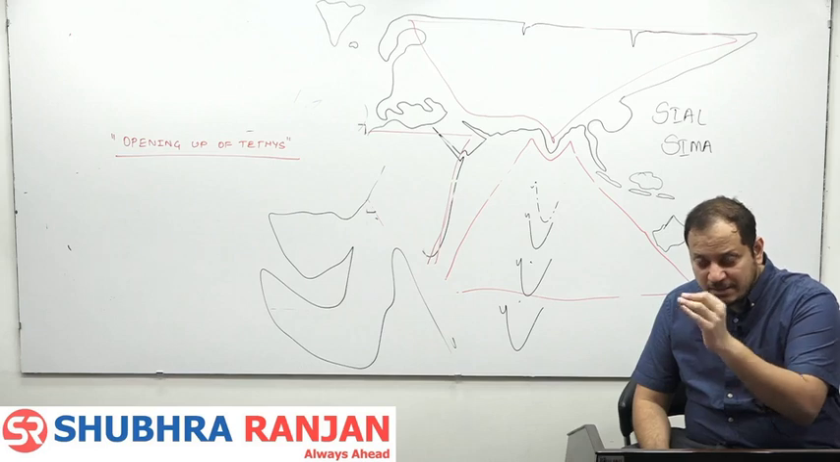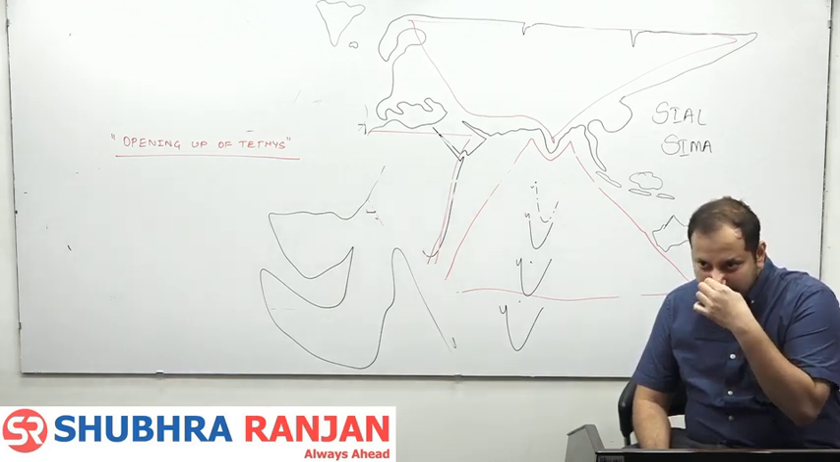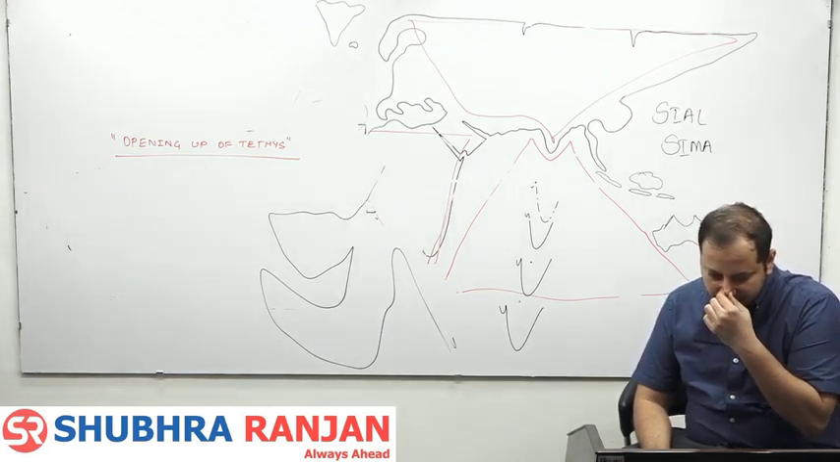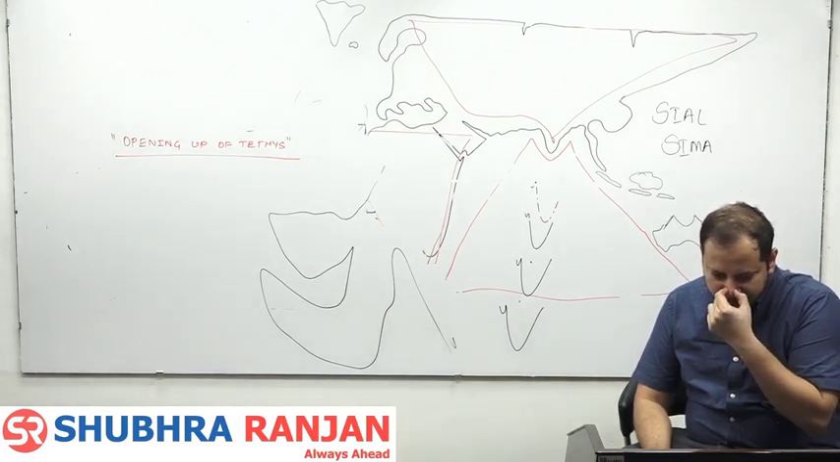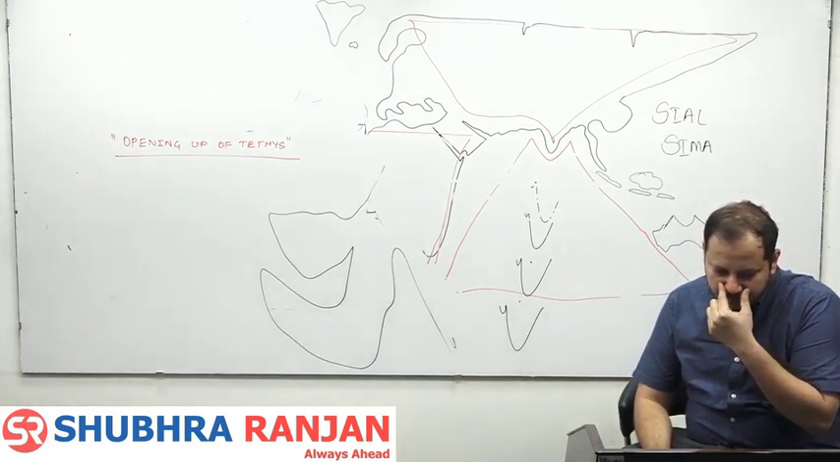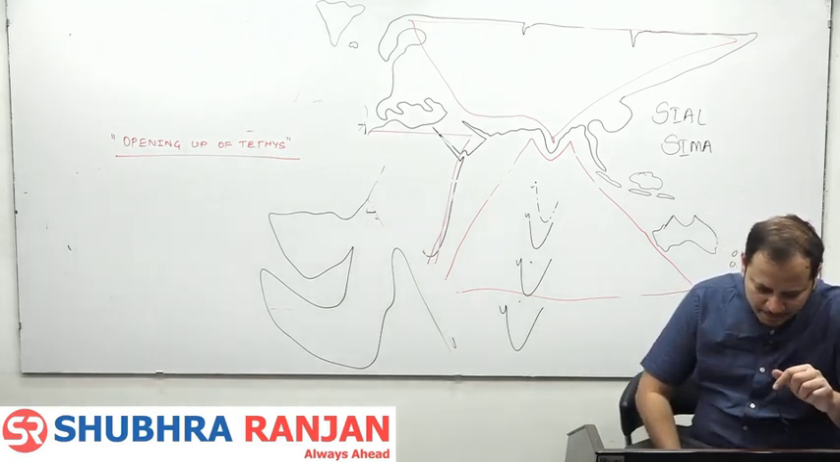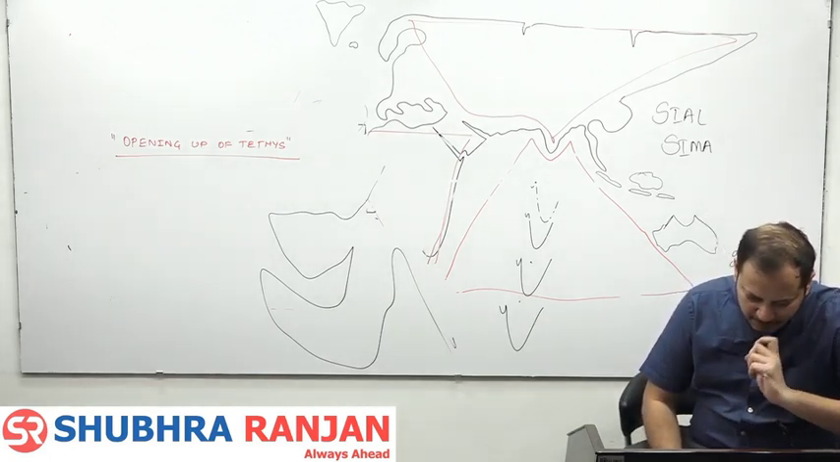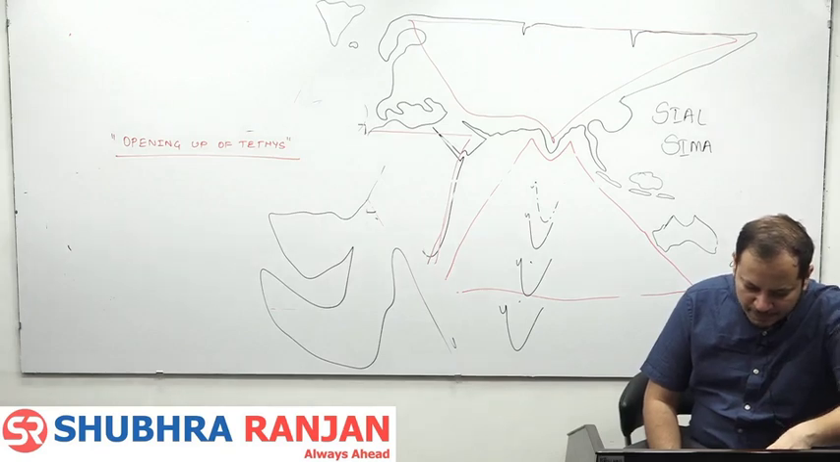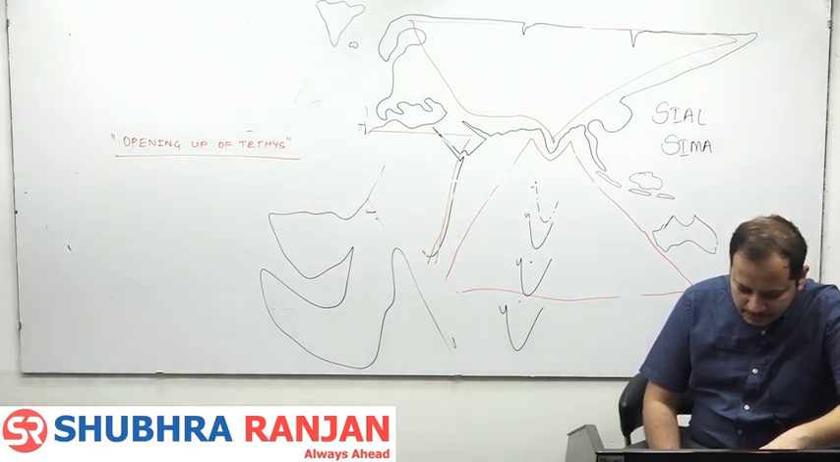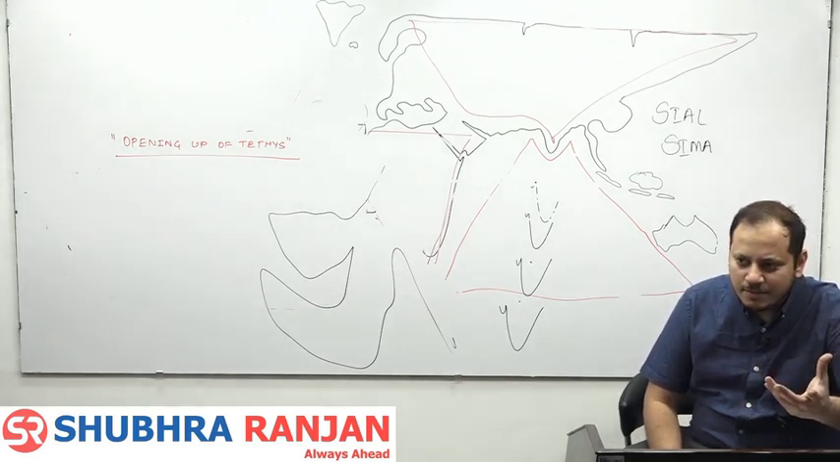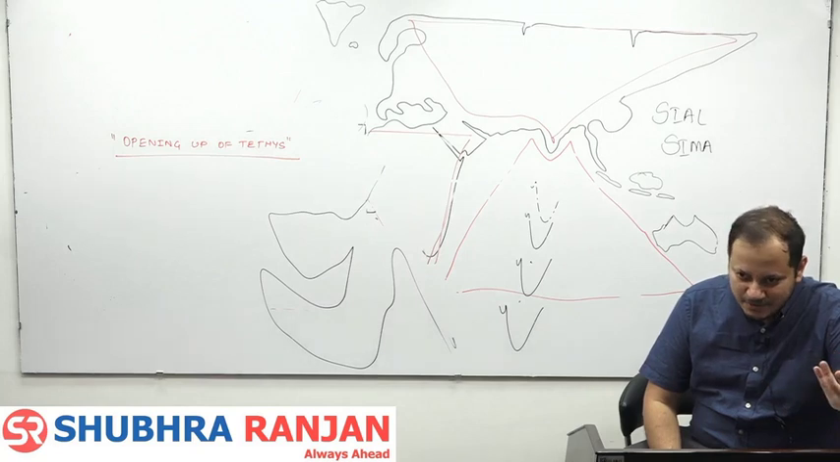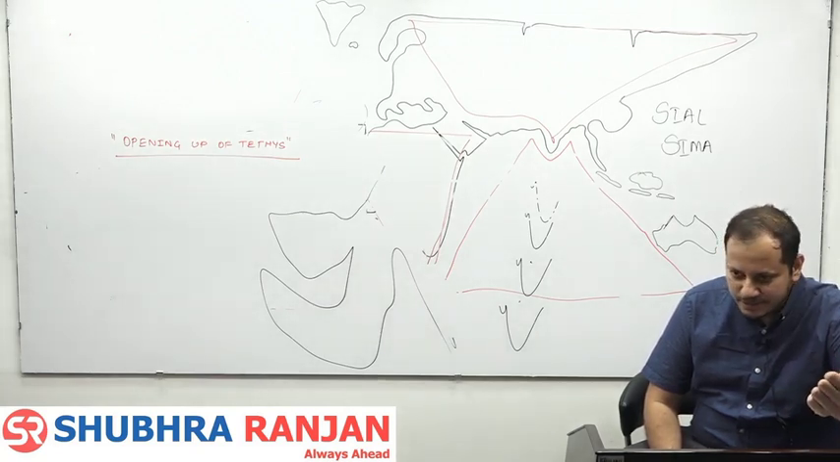Next paragraph but the same point. Similarly, the northward drifting of peninsular India and Africa resulted in the formation of the Indian Ocean.